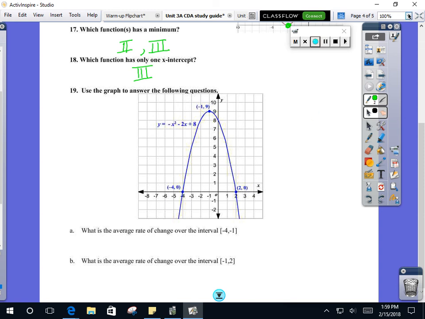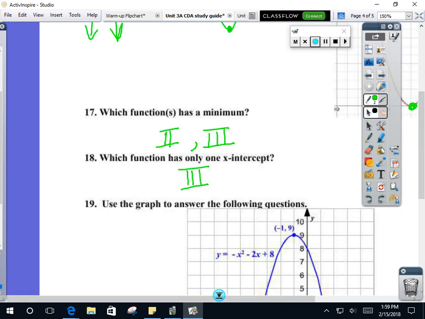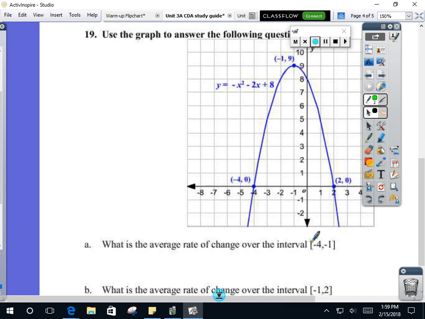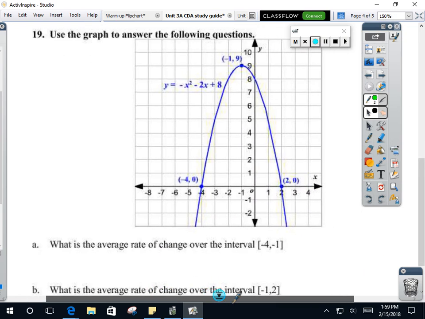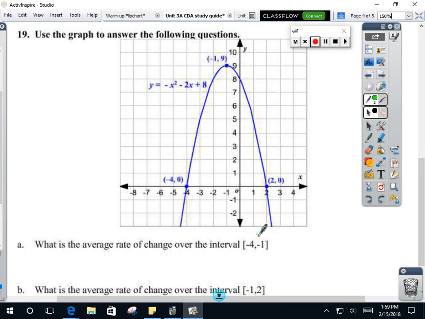Let me zoom in some. What is the average rate of change over the interval -4 to -1? Well, remember, interval means that both of these numbers are x values. So if I go to the x-axis at -4, isn't that this point? And if I go to the x-axis at -1, wouldn't that be this point? What is average rate of change the same as? Slope.